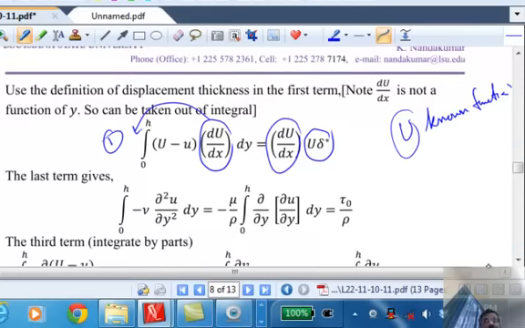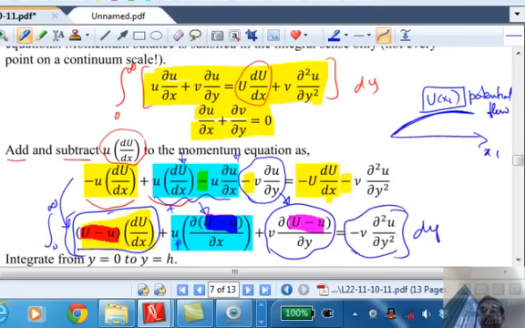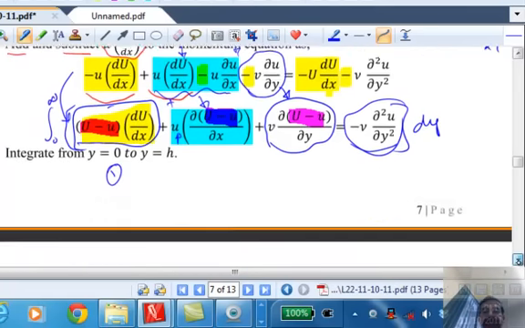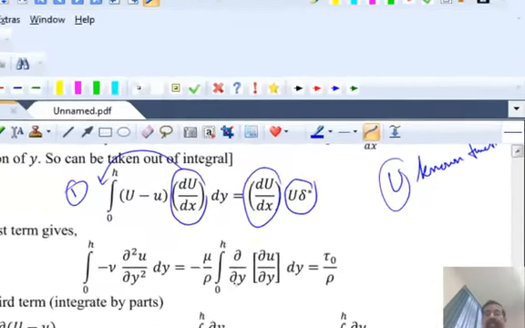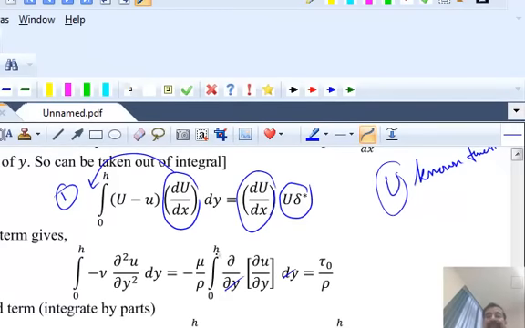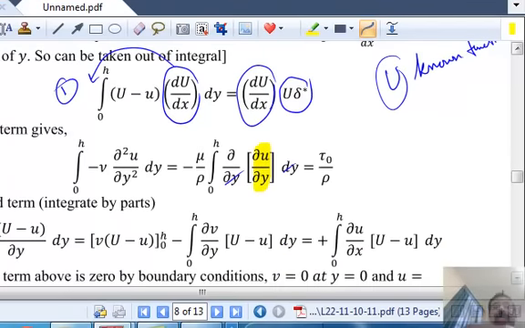The last term, I take the last term from here, minus mu times d square u dy squared. I write this as d dy of du dy because it's a second derivative. The reason I do that is now I can cancel the dy, and then I have the integral of the derivative, which will be the same function. If I write an intermediate step, this is the same as minus mu over rho du dy evaluated between 0 and h.